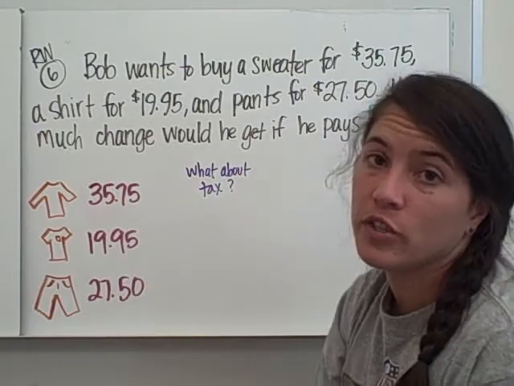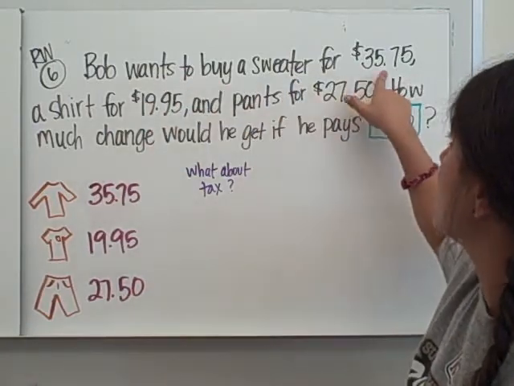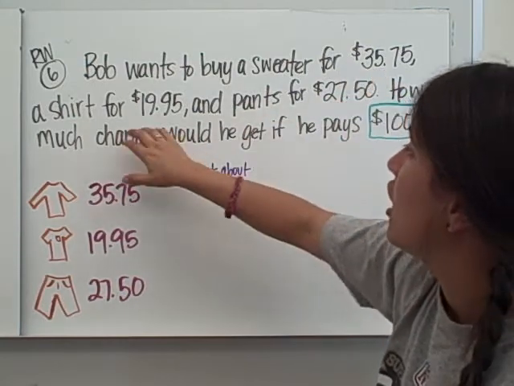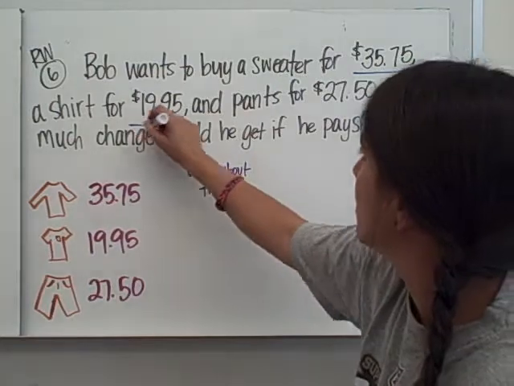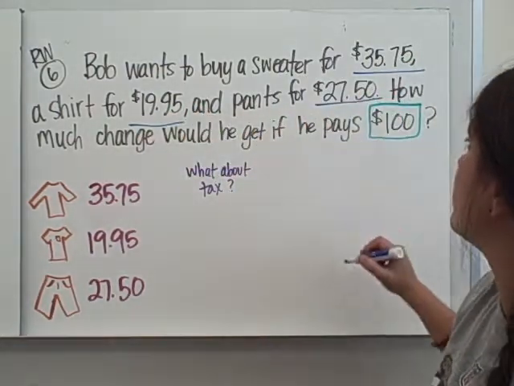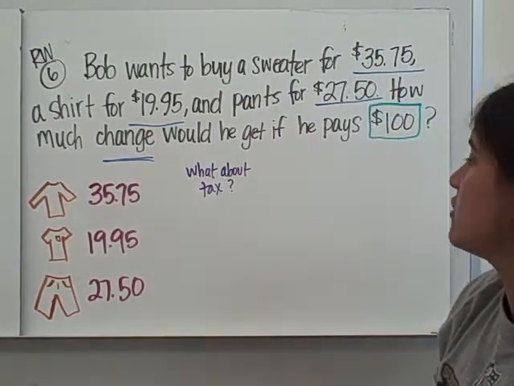Here's another real world example about Bob, good old Bob. Bob wants to buy a sweater for $35.75, a shirt for $19.95, oh, let me underline, and pants for $27.50. How much change would he get if he pays $100?